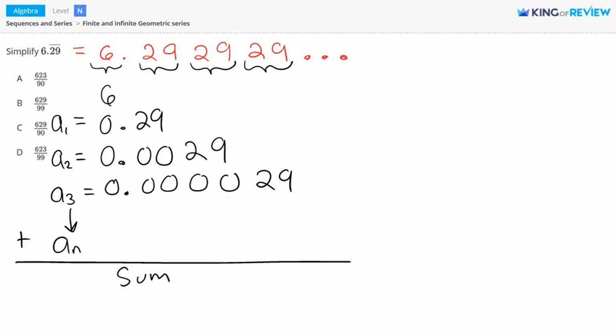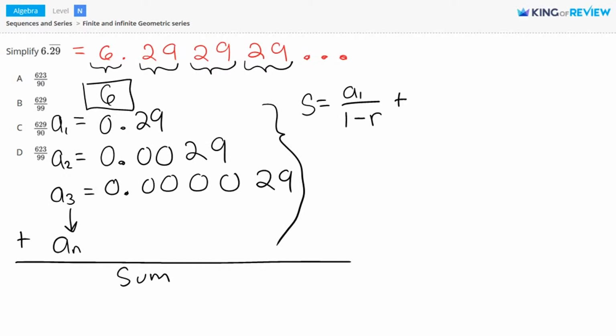To add them up, I'll use the equation for the sum of an infinite geometric series. And this is S equals A1 over 1 minus R. So A1 over 1 minus R, this represents the sum of the repeating portion of this decimal. It does not include this non-repeating part, which is 6, so we must add that in here.